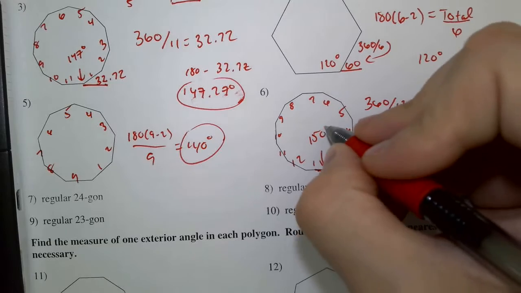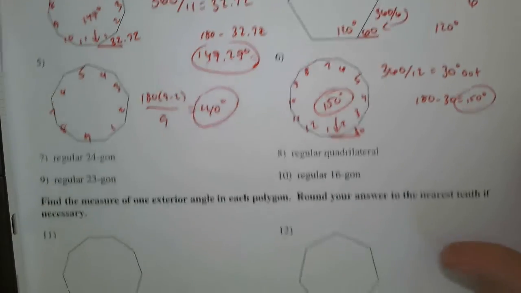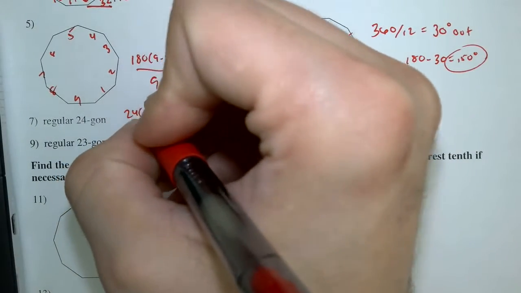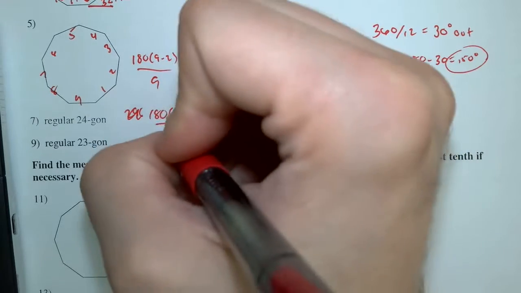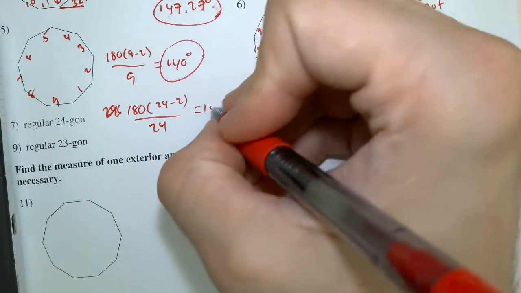So 150, just showing you a variety of ways to do these because sometimes you got to be able to do things differently. A regular 24-gon: 180 times 24 minus 2, divide by 24. 180 times 22, divide by 24. You get 165 degrees.